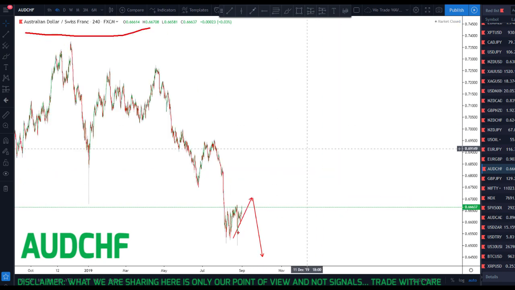Aussie Swiss, this is making a bigger corrective structure and then one more move down. Leave this pair if you are not in, and if you need to trade it, you can go with this down wave.